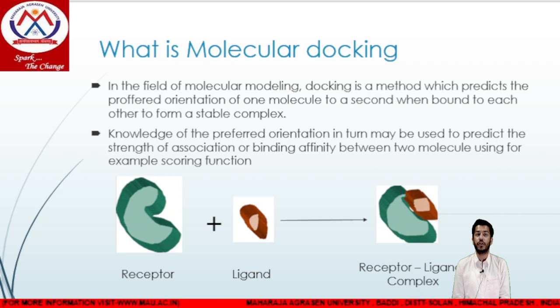What is molecular docking in the field of molecular modeling? In the field of molecular modeling, docking is a method which predicts the preferred orientation of one molecule to the second when bound to each other to form a stable complex. Knowledge of the preferred orientation in turn may be used to predict the strength of association, the binding affinity, between the two molecules using, for example, scoring functions.